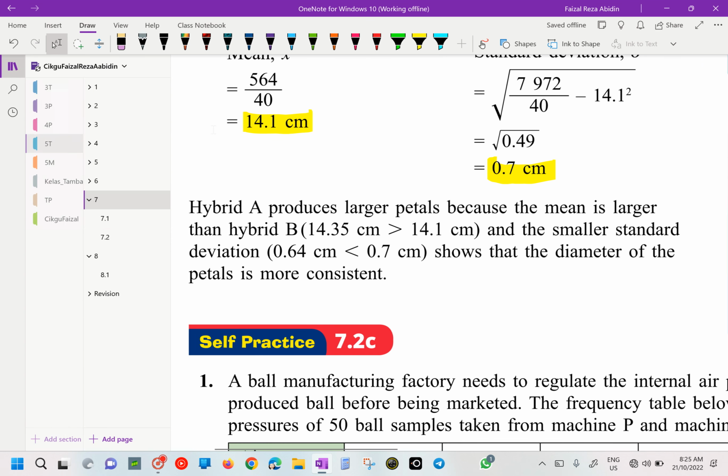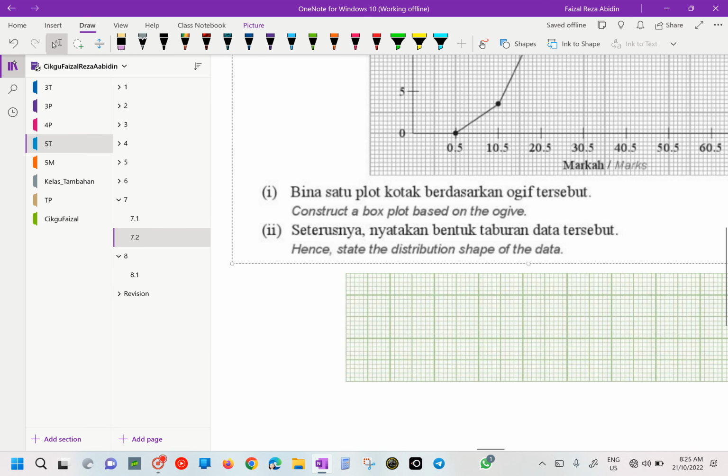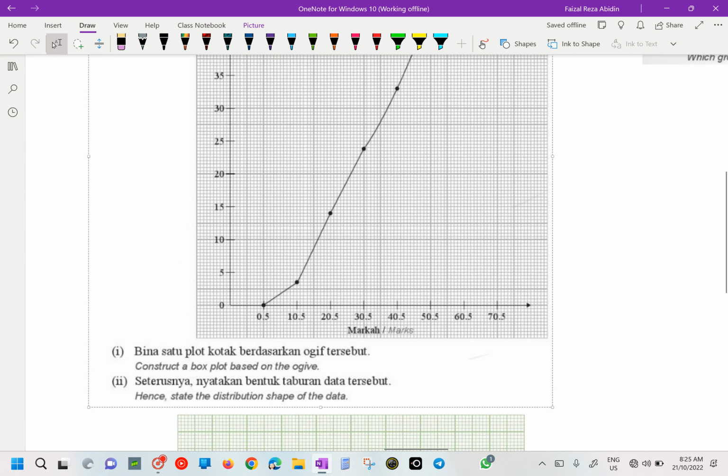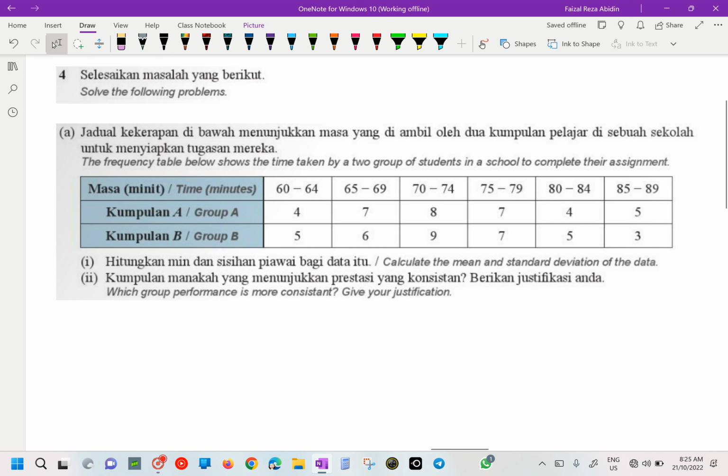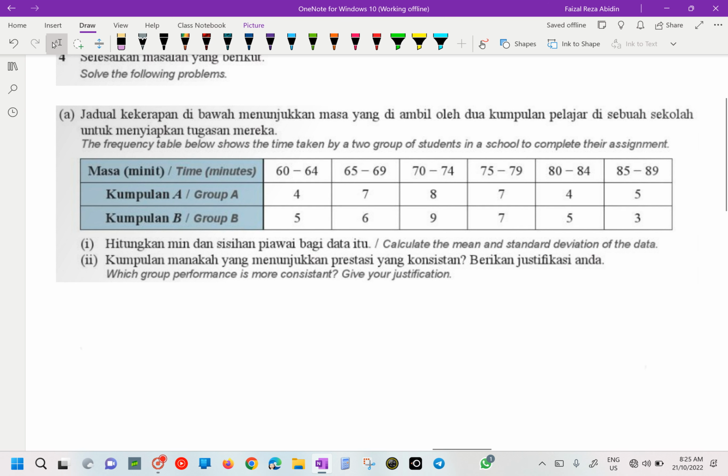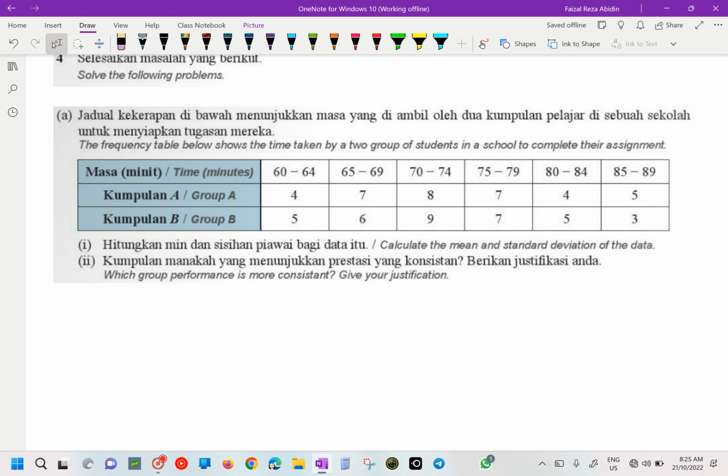Okay, now we look into our 7.2 in our Nilam book. Okay, please open to page 179. Solve the following problems. The frequency table below shows the time taken by two groups of students in a school to complete their assignment.